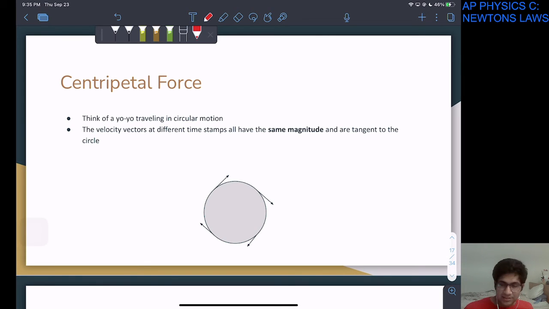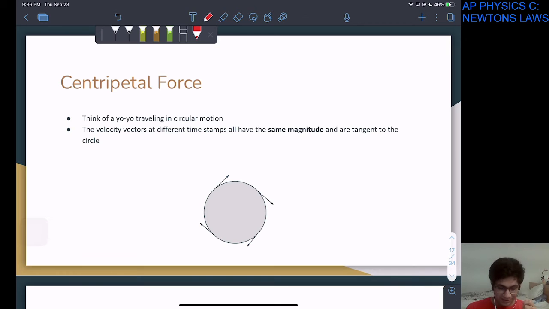So let's look at centripetal force now. I want you to think of a yo-yo traveling in a circular motion. I wish I had a yo-yo here to demonstrate, but imagination will suffice right now. At different timestamps, the velocity vectors have the same magnitude, and the directions are the only thing that's changing, and they're all tangent to the circle.